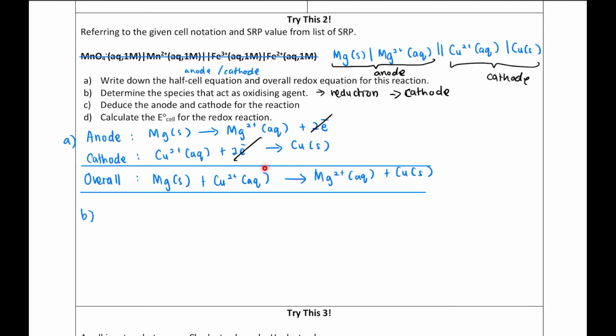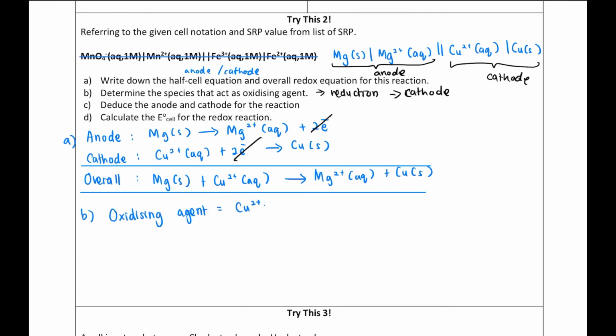Okay, so this is our cathode. So kita nak ambil mana? Copper 2 plus ke nak ambil copper solid? Okay, kita kata tadi dia mengalami reduction. So Cu2 plus ni yang terreduce. Okay, so your answer for oxidizing agent adalah Cu2 plus.